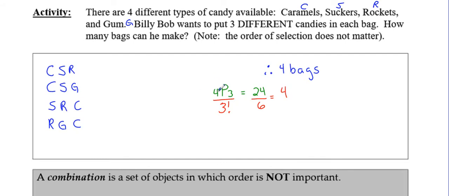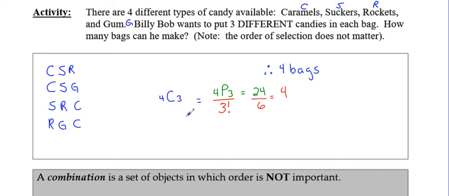So if you had 4 candies and you're arranging 3 of them, well, arranging 3 of them produces the same bag. So that's why you have to divide by the 3 factorial. 3 factorial is 6 because all 6 arrangements of these 3 candies produce the same bag, and that's where the 4 came from. Now, this calculation is actually 4C3.